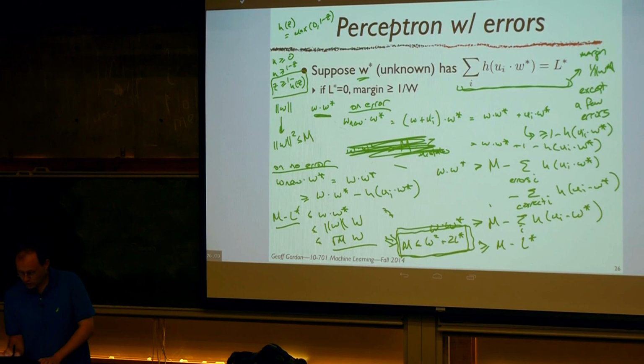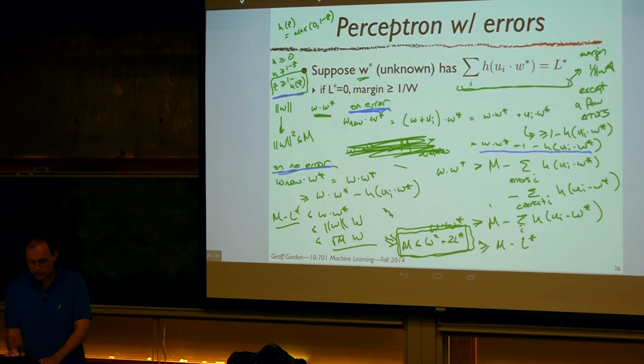All right, so we analyzed two cases separately, right? On error, and on no error. On error, w new is w plus ui dot w star, and you split that up into w dot w star and ui dot w star, right? Based on this inequality here, you get this bound, which turns into that. So you're okay with that part, right?